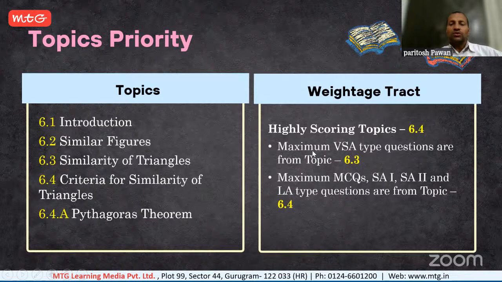Fine. So maximum questions will be from 6.3, similarity of triangles: MCQs, short answers 1 and 2, or long answers, both will be from these criteria only. So similarities, that we will cover today.